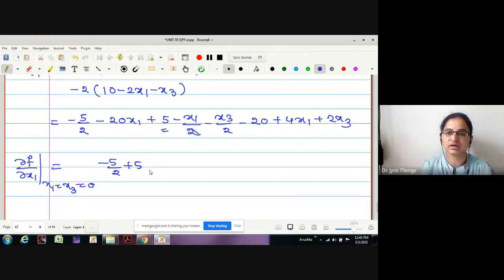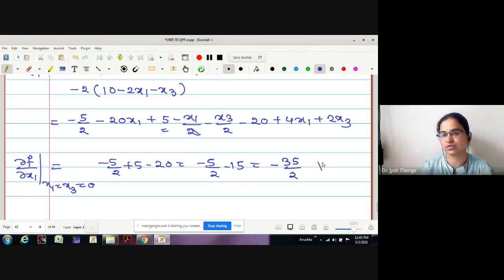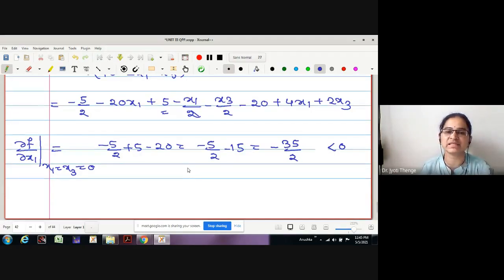5 by 2 minus, plus 5 minus 20. This is minus 5 by 2 minus 15. How much is the value? Minus 2 into 15, 30. Minus 35 by 2. Good. This is less than 0. As it is less than 0, x1 cannot be a basic variable. No, we need not simplify the value.